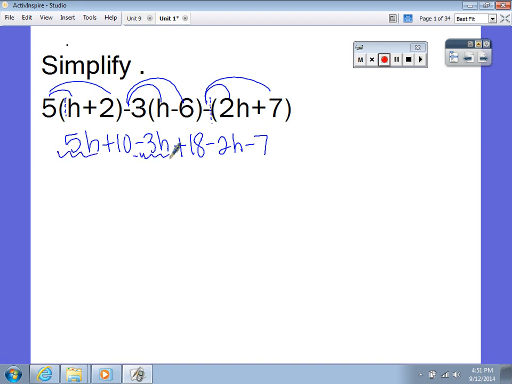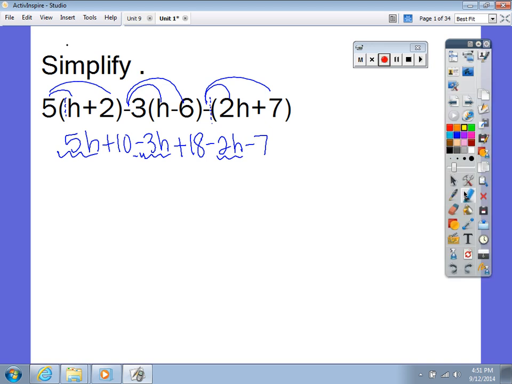So here are our like terms. We have these, and then I'll highlight it to show you. And then we have these numbers. And those are our like terms. Okay, so 5 minus 3 is 2. Minus 2 is 0h. Interesting. We don't have to write 0h. And then we have 10 plus 18, which is 28, minus 7 is 21. So that's the final answer.